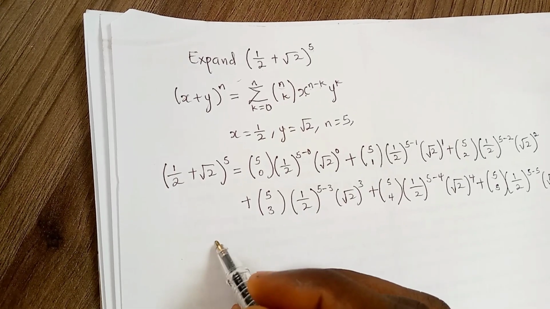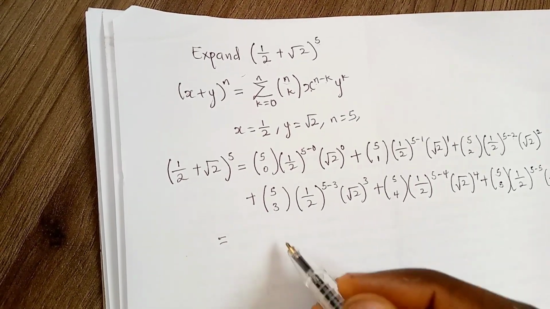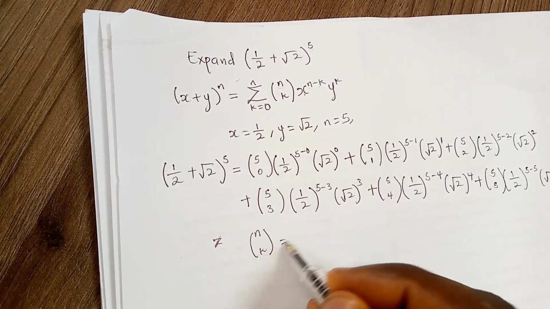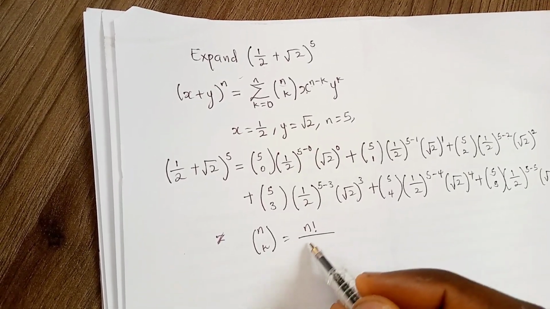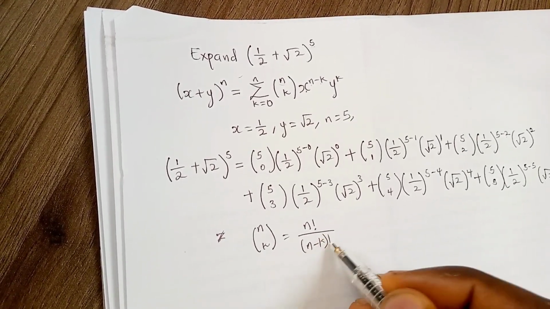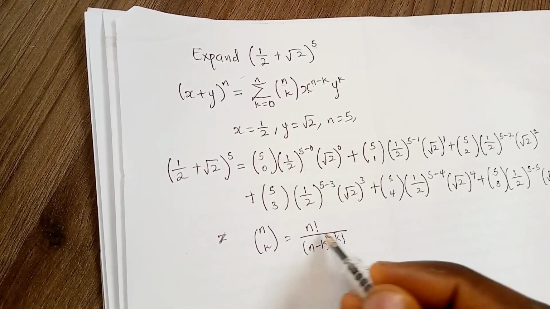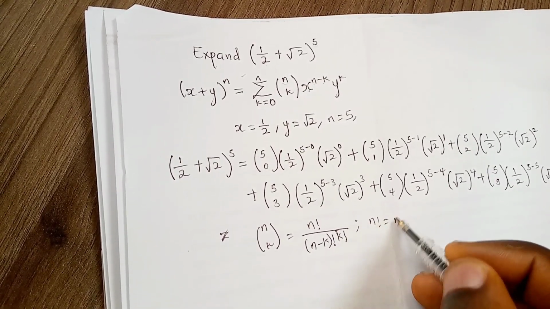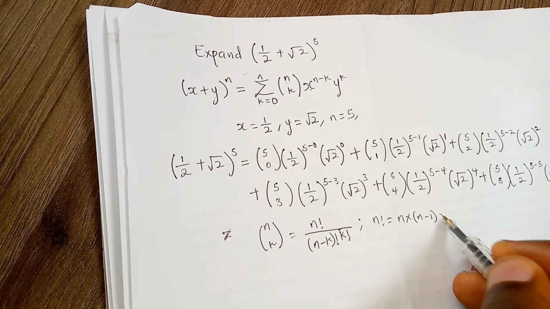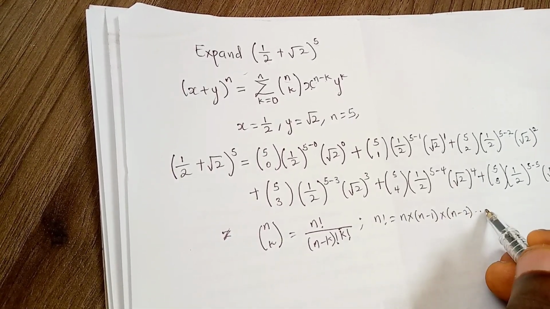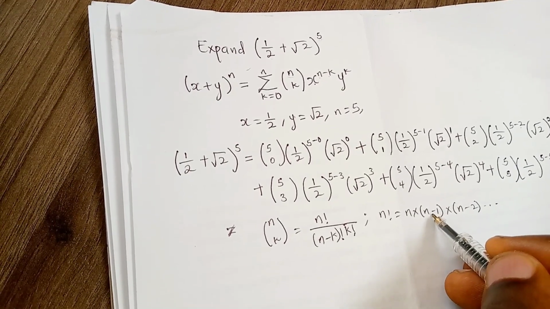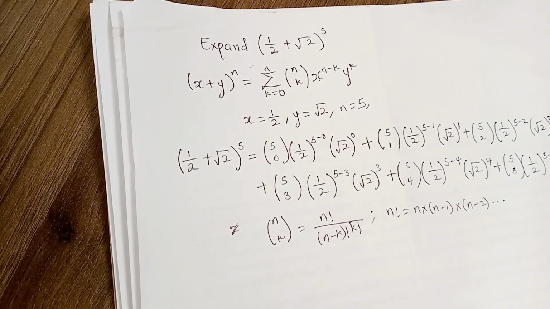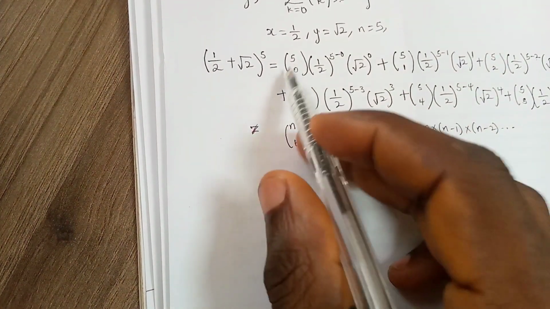So if we continue now, we look at combination. n combination k is the same thing as n factorial over (n minus k) factorial times k factorial. I'll be explaining what factorial means. When we have n factorial, it's the same thing as n times (n minus 1) times (n minus 2) and so on. So we keep subtracting a number from n while multiplying it with the former one. We'll be explaining that using this example.